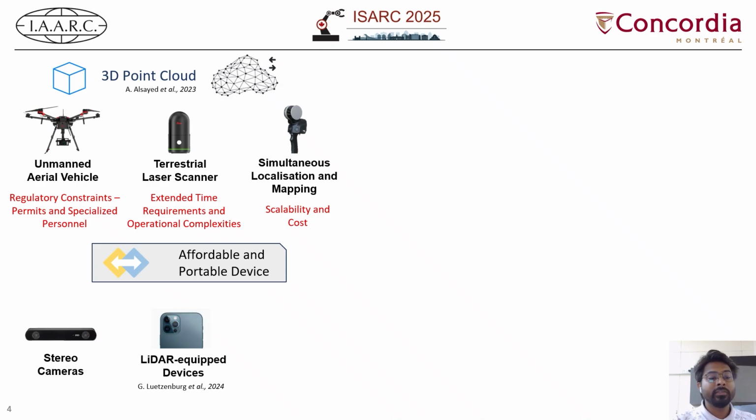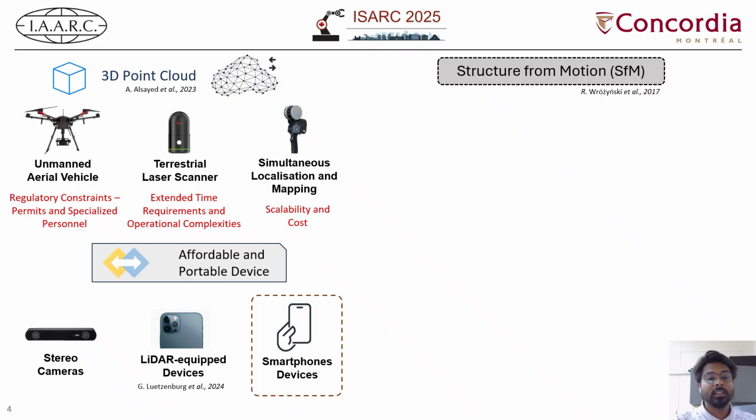Affordable and portable devices such as stereo cameras and LiDAR-equipped devices have already been discussed in the literature, but smartphone devices have not been covered in the literature as such for volume estimation. Structure from motion is a computer vision technique through which we can generate a high precision 3D point cloud from the images captured from any device or any monocular camera, so that we can use smartphone devices to convert 2D images to a 3D point cloud.